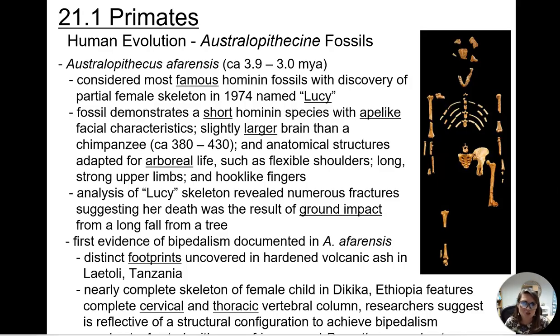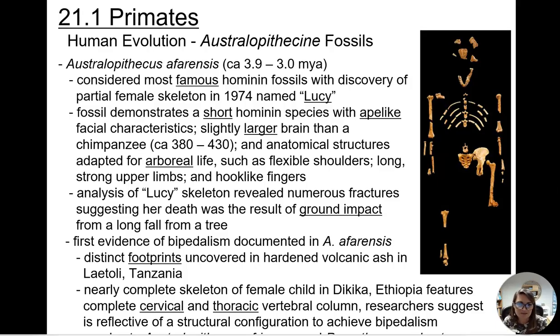The fossil is going to demonstrate a short hominin species with ape-like facial characteristics, slightly larger brain than a chimpanzee, and anatomical structures that are adapted to a boreal life, such as flexible shoulders, long, strong upper limbs, and a hook-like finger. Analysis of Lucy's skeleton is going to reveal numerous fractures suggesting her death was a result of ground impact from a long fall from a tree.